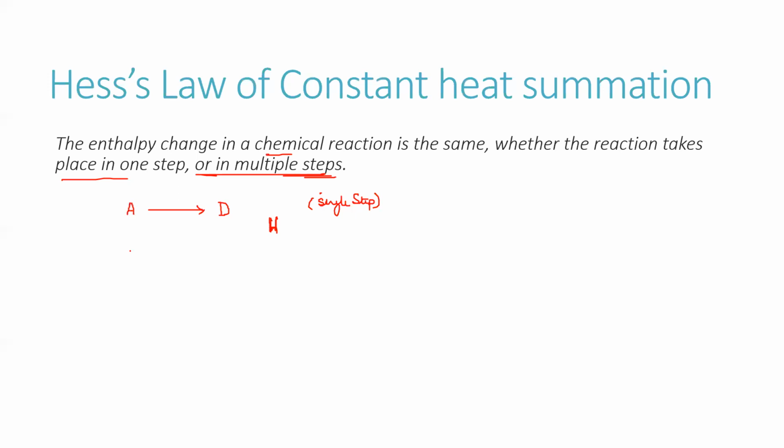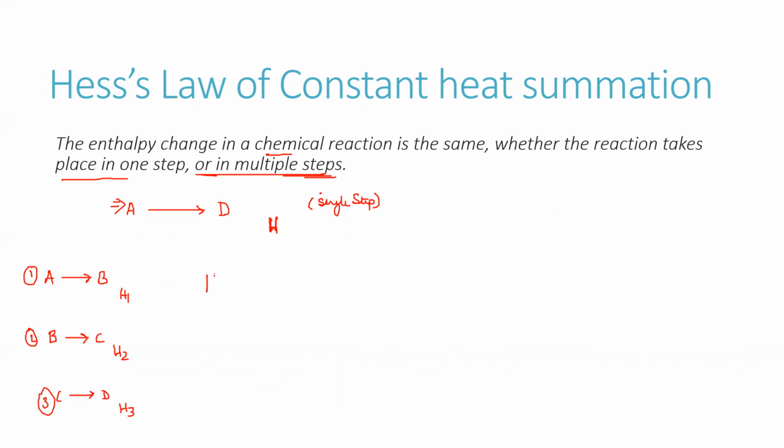But let's say that we are not using a single step. We are going through various steps. For example, first from A, we are forming B, and the enthalpy of this particular reaction is H1. Then from B, we are forming C, and the enthalpy of this reaction is H2. And finally, from C, we are forming D, and the enthalpy of this reaction is H3. So if you see over here, this reaction that took place in a single step, we have divided into 1, 2, and 3 steps, right?